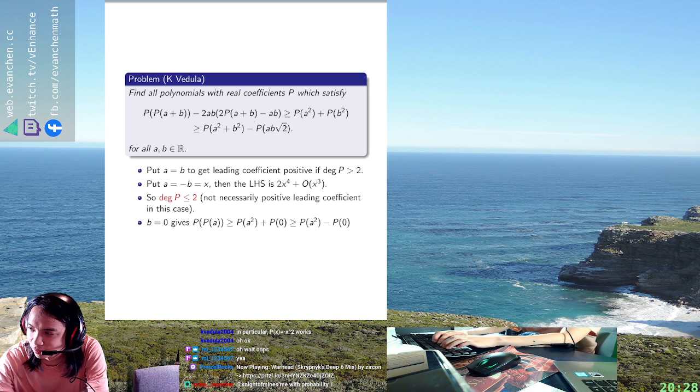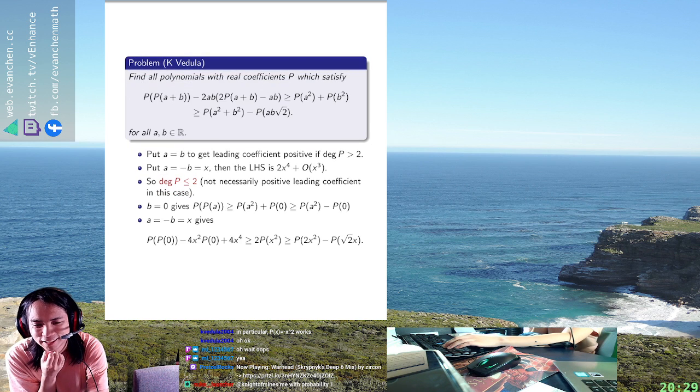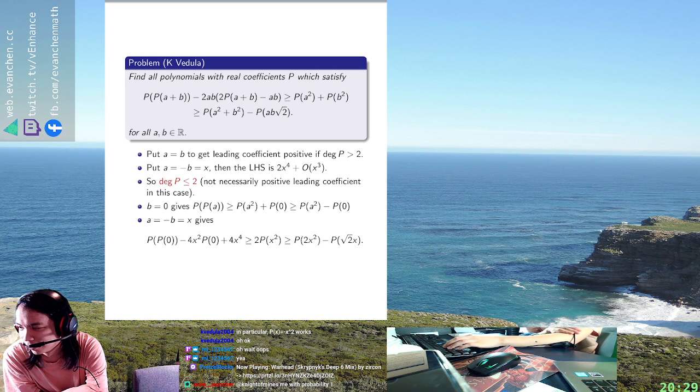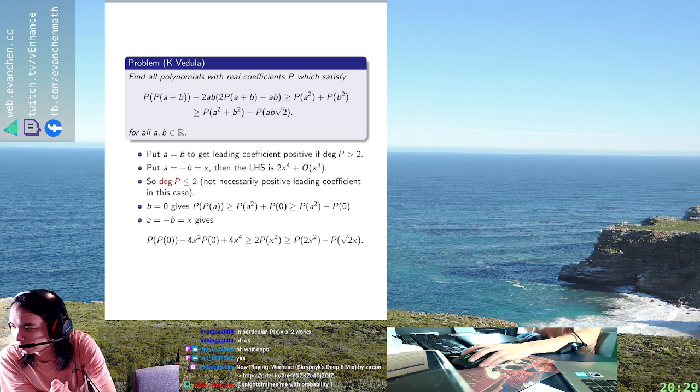plus 4x to the 4 is at least p of x squared times 2 is at least p of 2x squared minus p of root 2x. Does that tell you anything? It tells you the leading coefficient of p is at most 2. This one does. Does this one tell me anything?